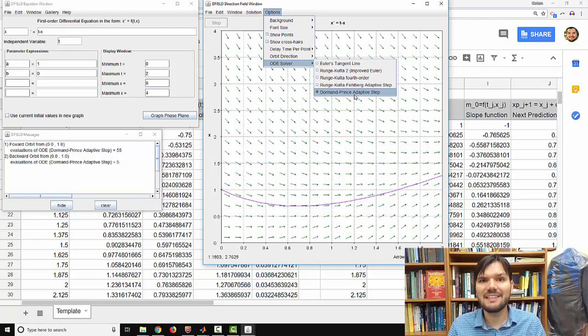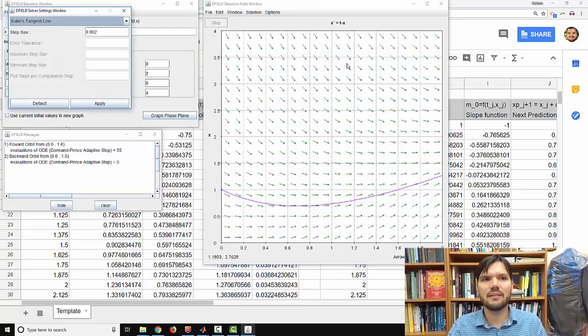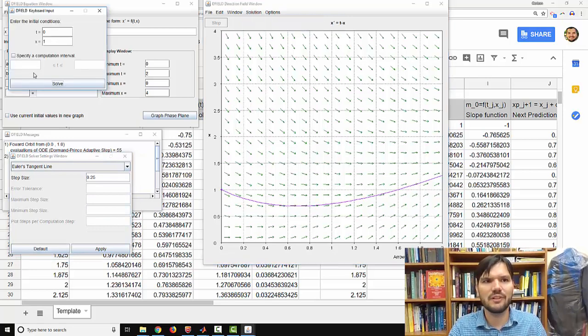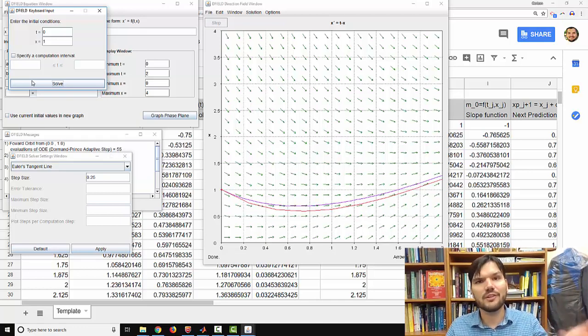But to get an idea of how it compares, let's scroll this back to Euler's tangent method. And let's choose a step size of 0.25. Let's apply. And then let's go back to a solution, input our initial condition, and you can see how the Euler's method with 0.25 compares to our Dormand-Prince method, with whatever delta t they have listed, and the error it accrues.